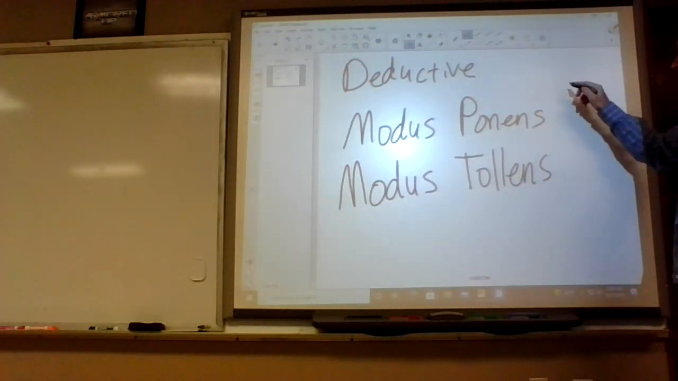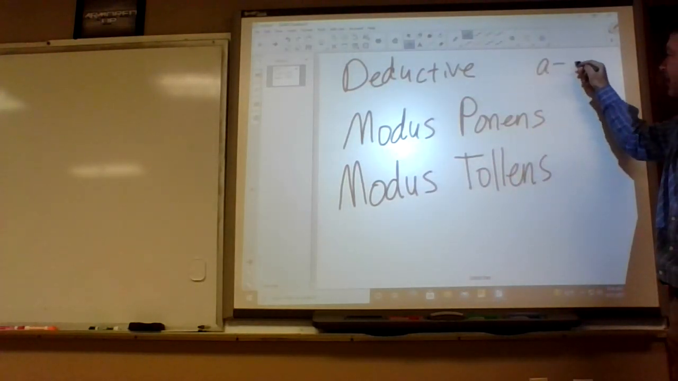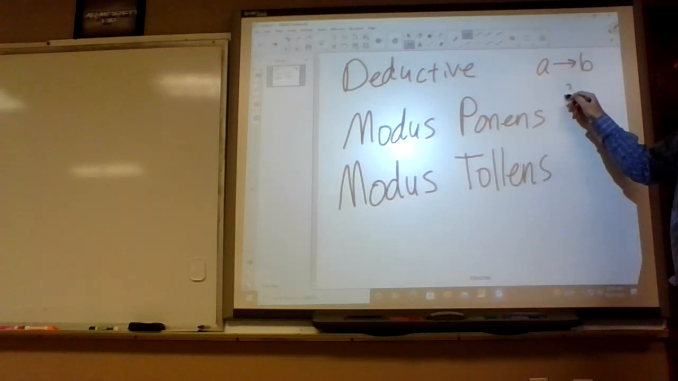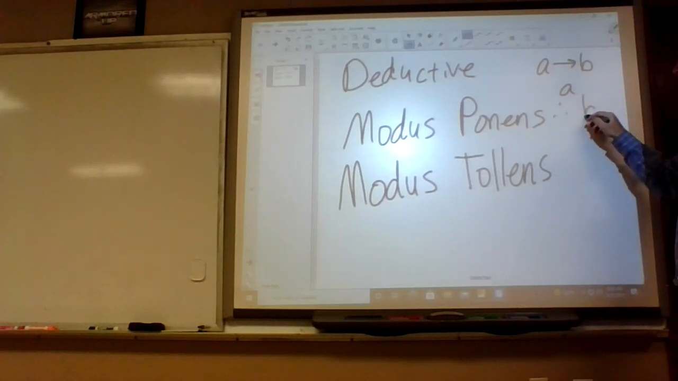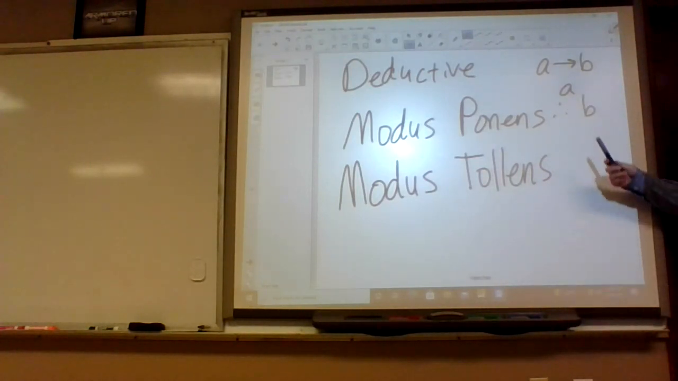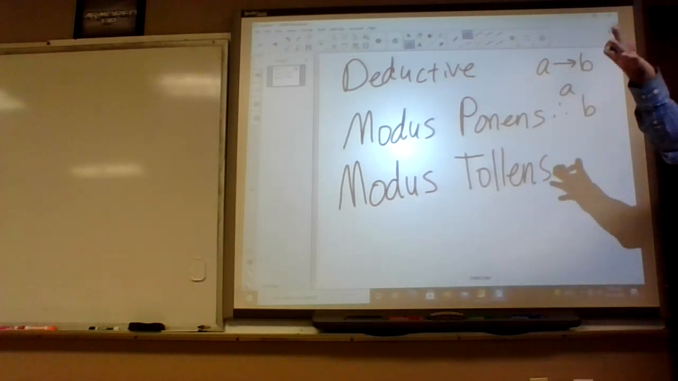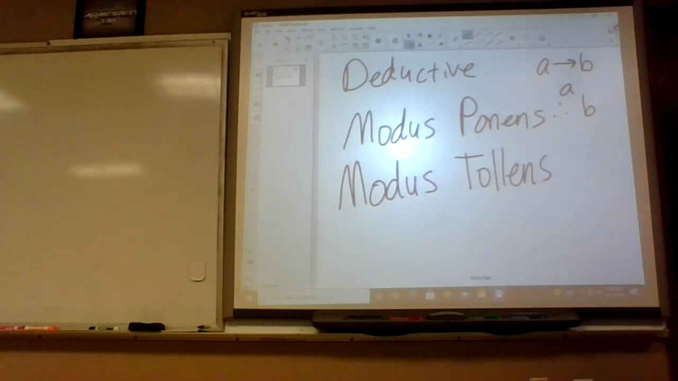Okay, modus ponens was if they tell you if A then B, and they say A happened, therefore B. This is kind of a does statement, really. So an example is, if you have a cow that lives on a farm, you have a cow, therefore it lives on a farm.